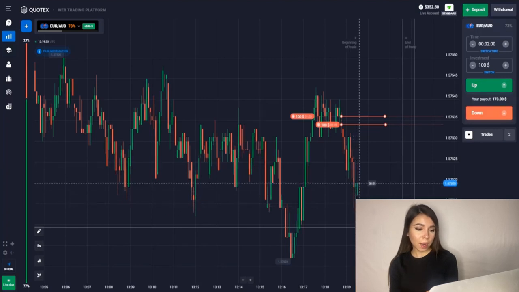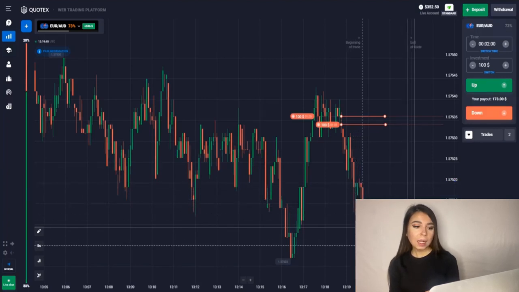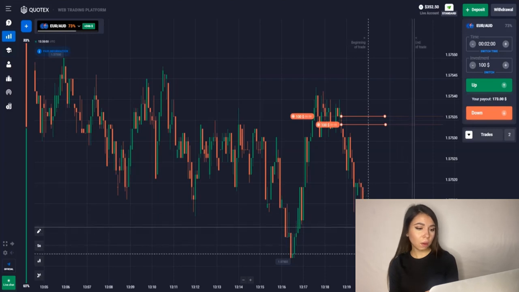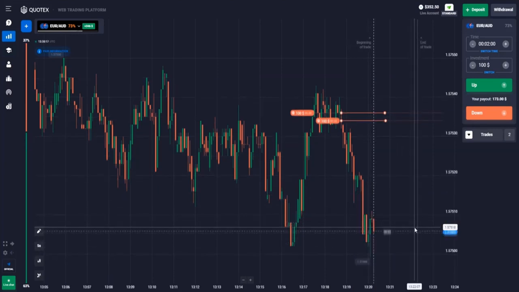For this currency pair, everything is also simple. Let's speed up the transaction and wait for it to close.